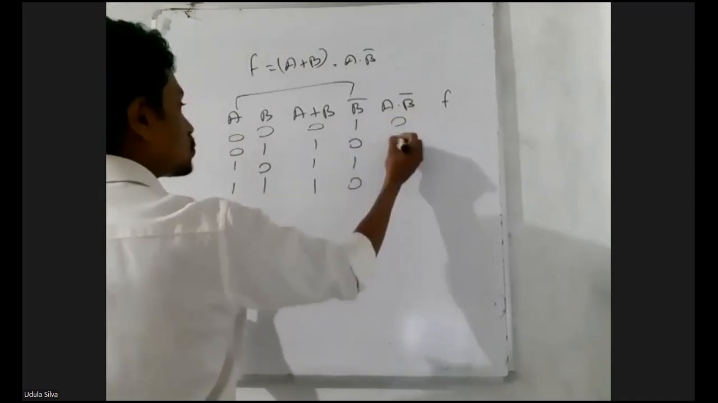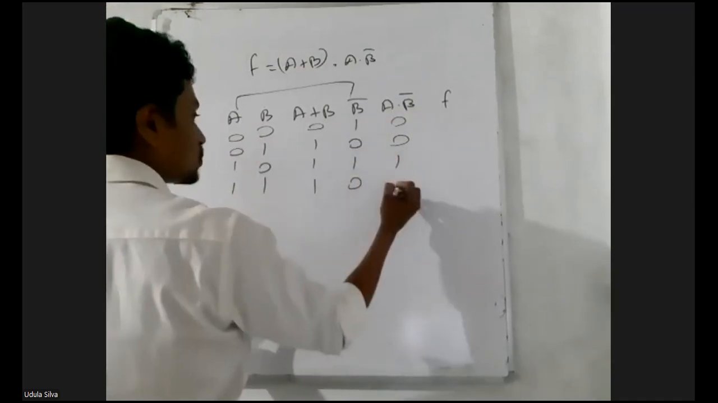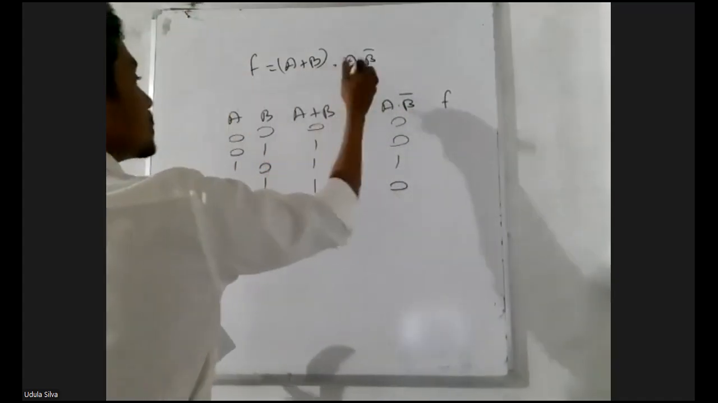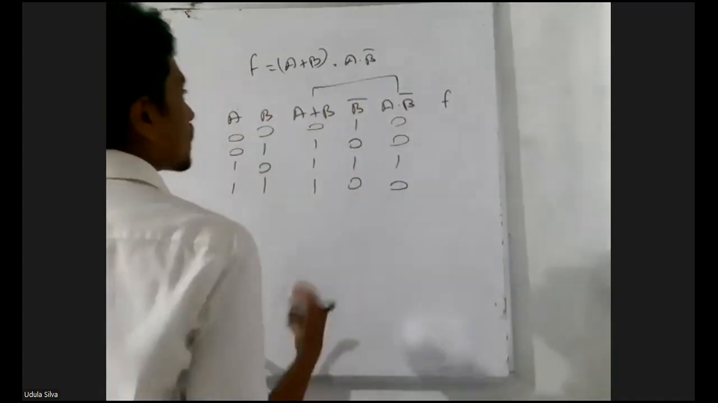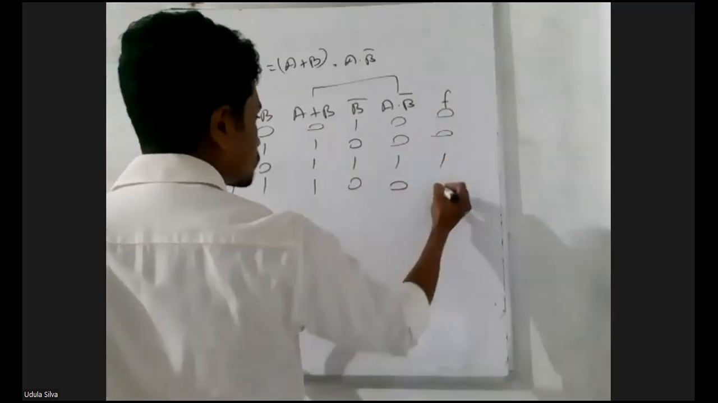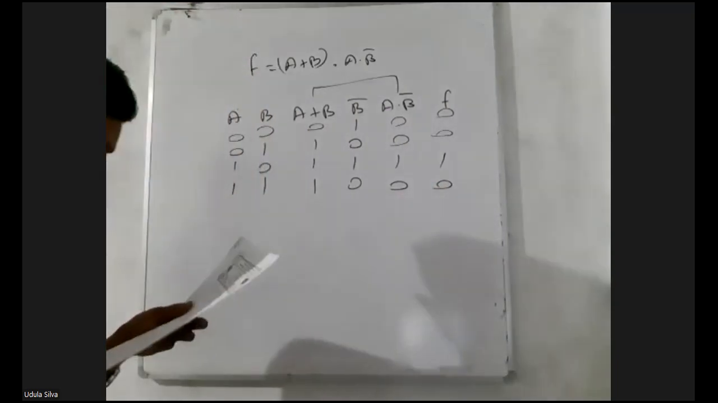0, 0, 0, 0. 1, 1, 1, 1, 0, 0. F, F is up to there. Again, we have said these two to an AND gate. 0, 0, 0. 1, 0, 0. 1, 1, 1, 1, 0. Here you have a truth table.